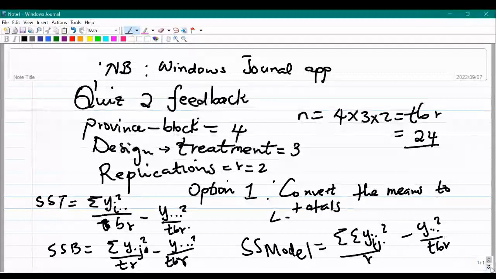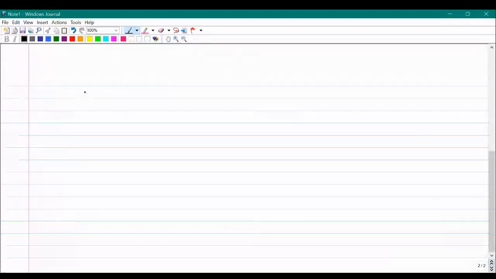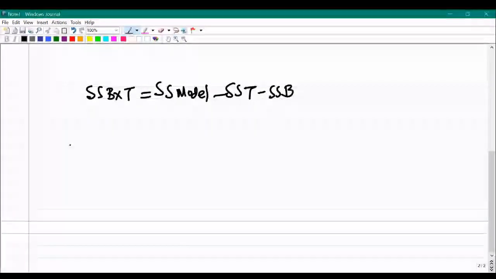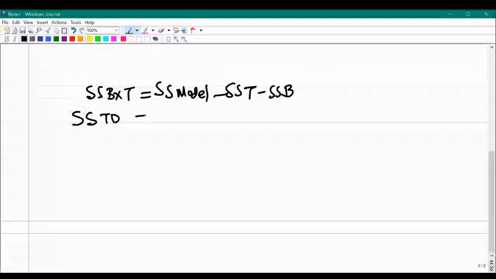And then now you can move to SSB by T, right? Because you have all that information: SS model minus SS treatment minus SS block. The last one now is SS total.